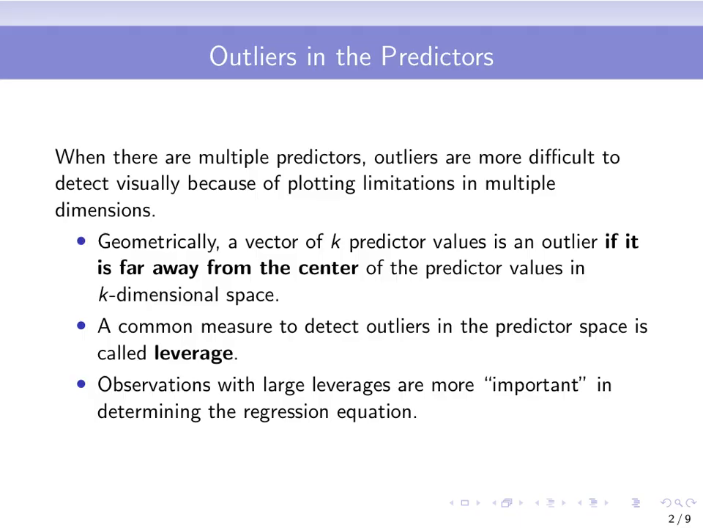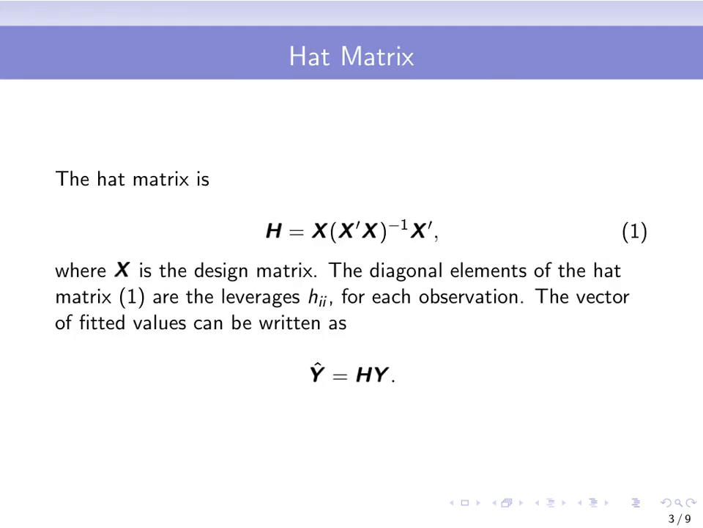Typically there's this relationship that if your data point has high leverage, not only is it outlying in the predictor space, but it also tends to be influential in determining the regression equation. So let's just review a few things.